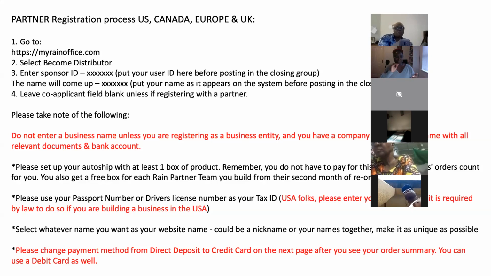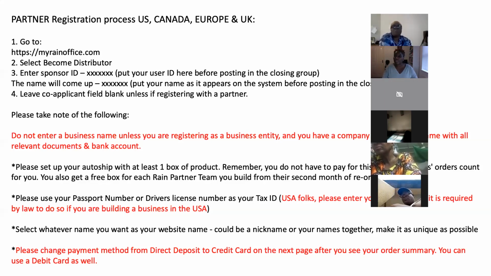That's the first thing. Next thing, for those in Europe, for your tax ID, you can use any form of ID. You can use your passport number or your driver's license. For people in the USA, you must put in your tax ID or your social security number. It is a requirement by law in the US to put in your social security number or your tax ID if you live in the United States.